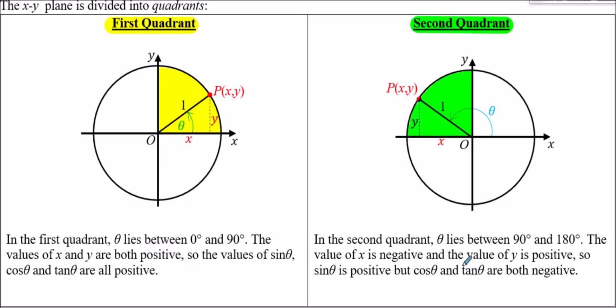But tan theta, as well as cos theta, is negative. Remember, tan theta is defined as the gradient of this line OP. This line OP is sloping down, so tan theta is negative, as is cos theta, because x is negative. So in this quadrant, the only trigonometric function which is positive is sine theta.